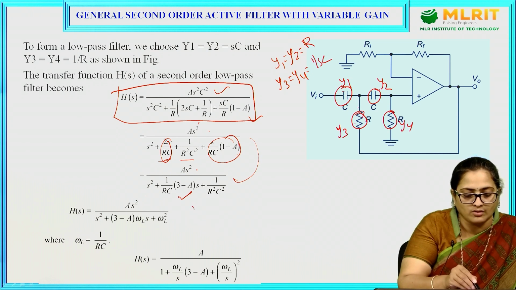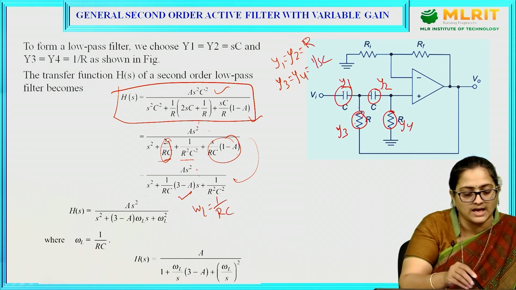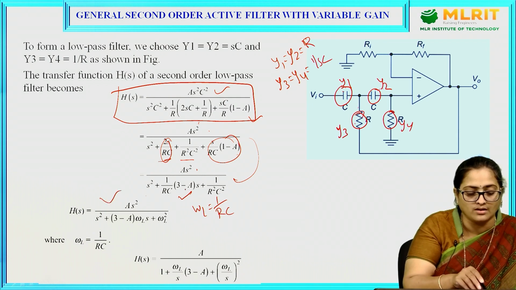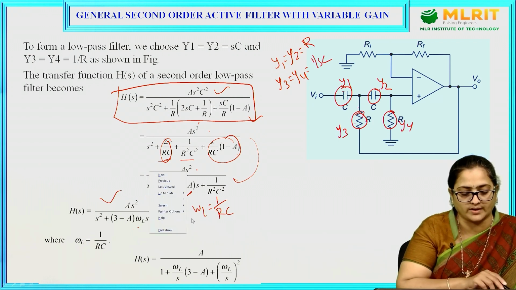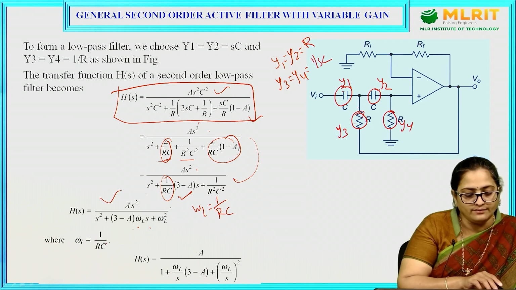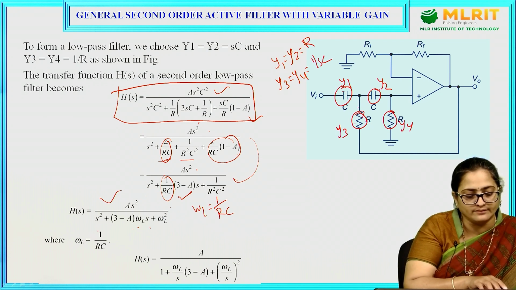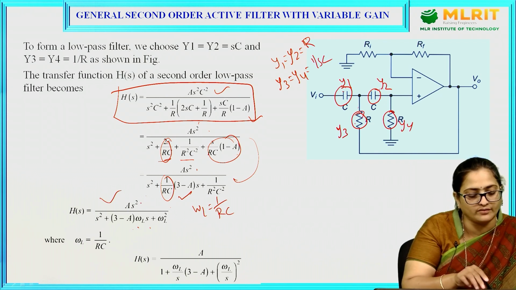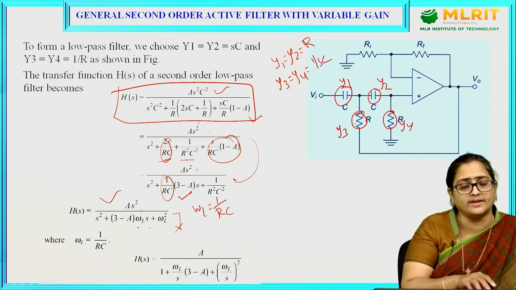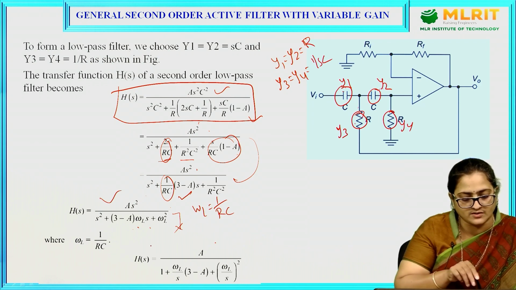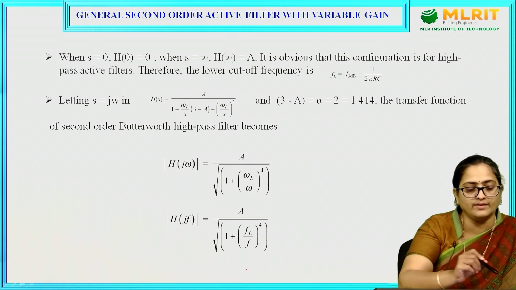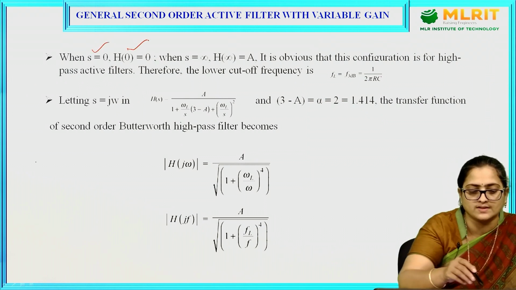As I am assuming omega L is equal to 1 by RC, I am rewriting this expression as A s square divided by s square plus (3 minus A) into omega L into s plus omega L square. Now, if you divide the numerator and denominator by s square, the transfer function can be given as A by 1 plus omega L by s into (3 minus A) plus (omega L by s) whole square.